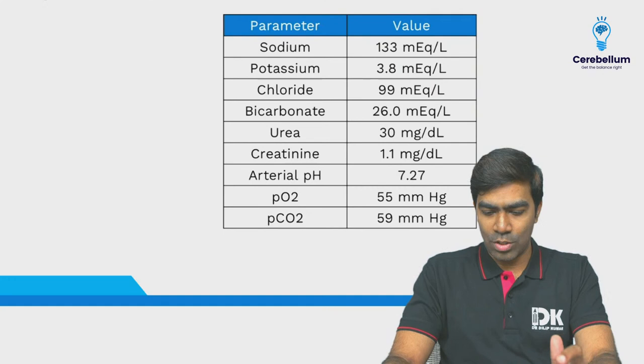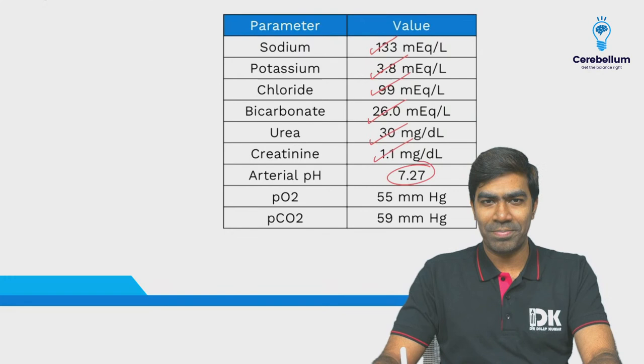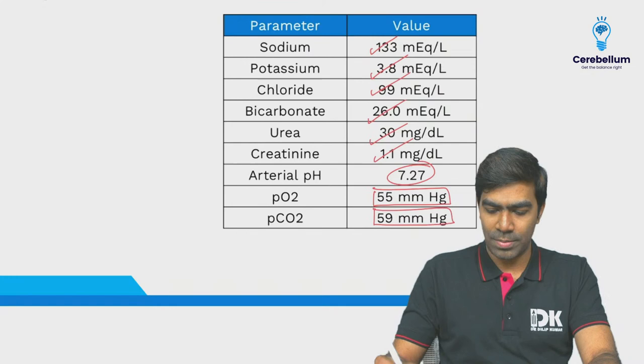So here is the sodium value, 133. Potassium is 3.8 milliequivalents per liter. Chloride is 99 milliequivalents per liter. Bicarbonate is 26. Urea is 30. Creatinine is 1.1. pH is 7.27. PO2 is 55. Look at the PO2. PO2 is 55 and PCO2 is 59 millimeters of mercury. So what do you think is the right answer?